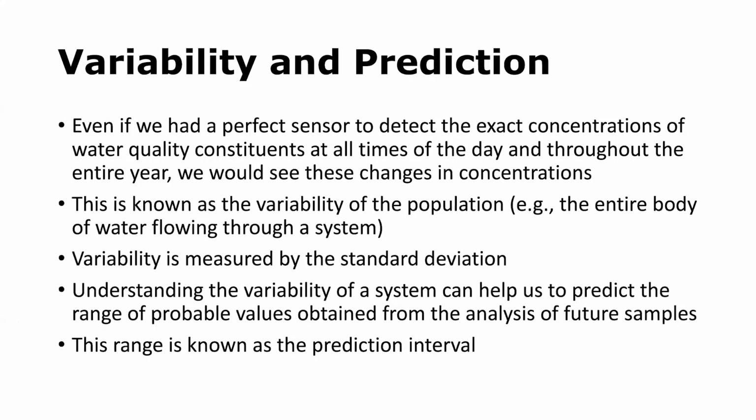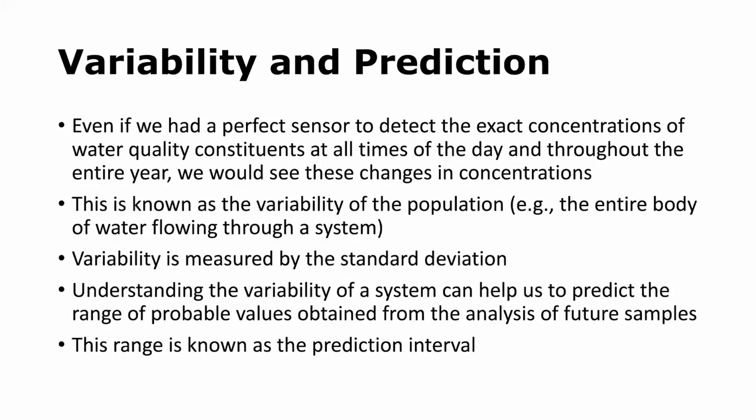All right, so we talked about the concepts of variability and uncertainty, but regarding variability and prediction, consider the following. If we had a perfect sensor, some magical sensor that detected the exact concentrations of water quality constituents at all times of the day and throughout the entire year, we would see that those concentrations would change just naturally in a water source. So if it's a river, they're not going to stay constant. They're going to fluctuate up and down, right? So this is what we would refer to as the variability of the population.